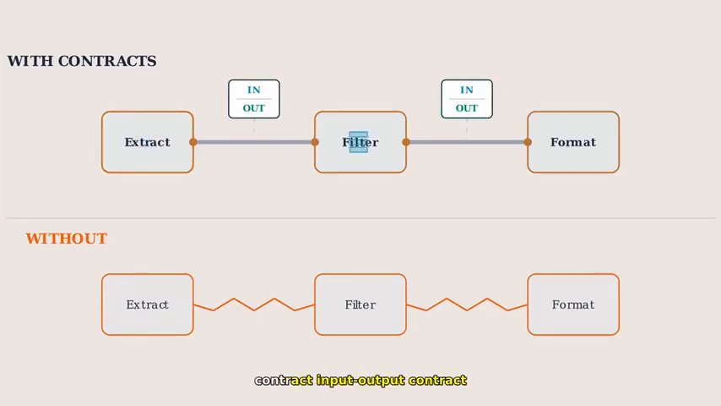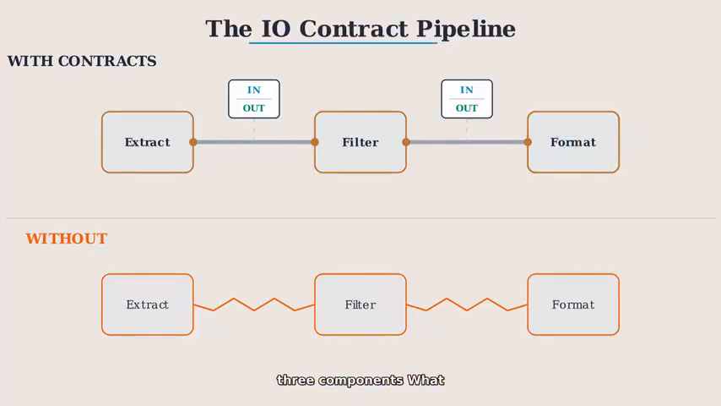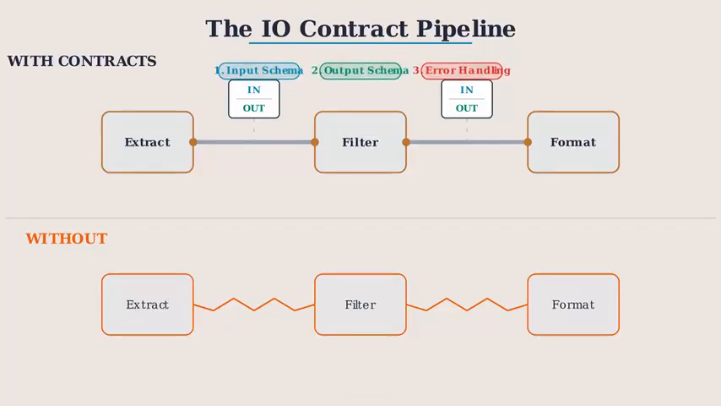An I/O contract, input-output contract, is a precise, documented specification with three components. What data does this stage receive as input, and in exactly what format? What data does this stage produce as output, and in exactly what format? Under what conditions might this stage fail, and what should it do when it does?